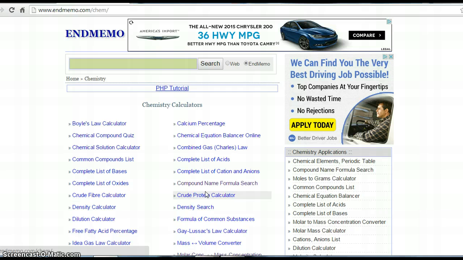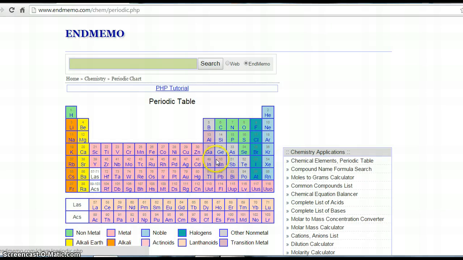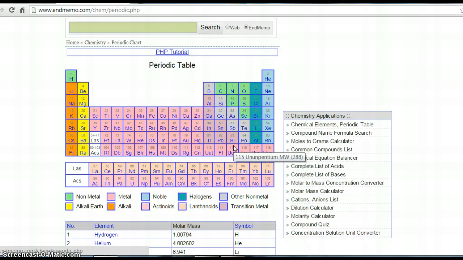This table I have my pointer on shows the variety of chemistry calculators this website offers in the subject of chemistry. Let me move my pointer to chemistry applications, which is right over here, and click on the first topic in this table called chemical elements periodic table. Here we see the periodic table with its numerous elements listed in the appropriate columns and rows.